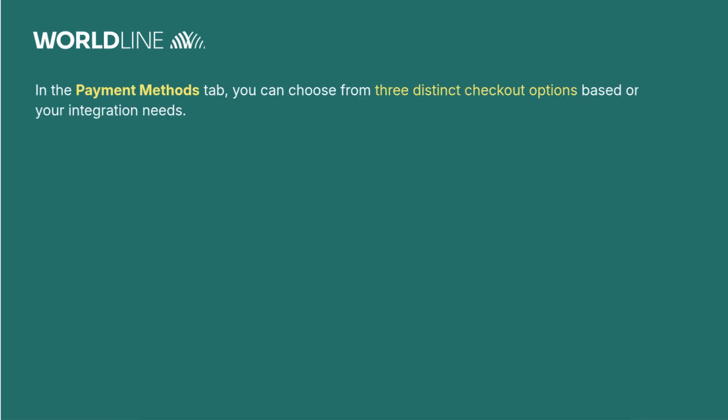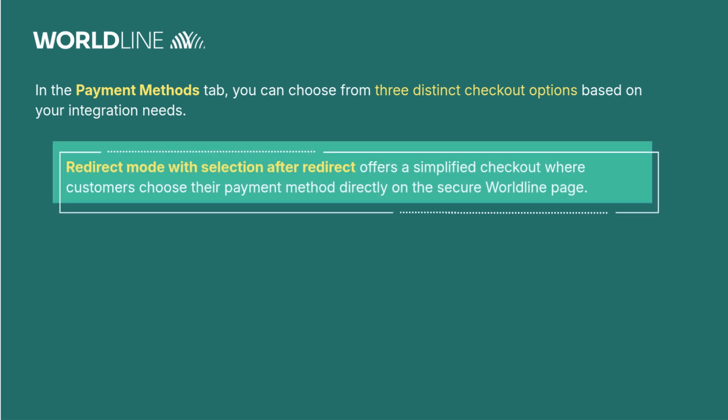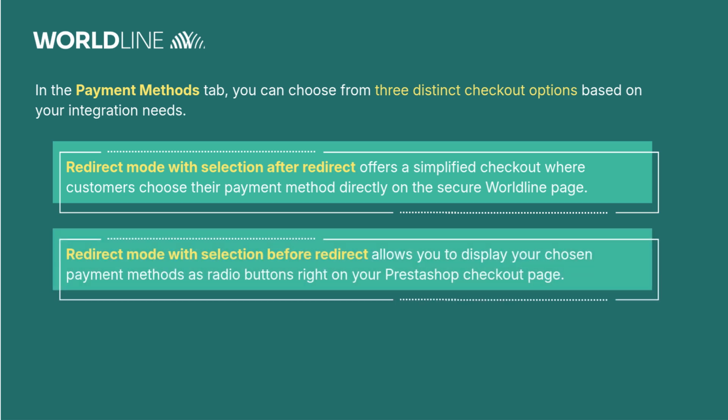In the Payment Methods tab, you can choose from 3 distinct checkout options based on your integration needs. First, the redirect mode with selection after redirect offers a simplified checkout where customers choose their payment method directly on the secure Worldline page. Second, the redirect mode with selection before redirect allows you to display your chosen payment methods as radio buttons right on your PrestaShop checkout page.